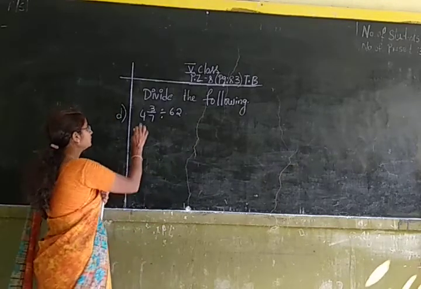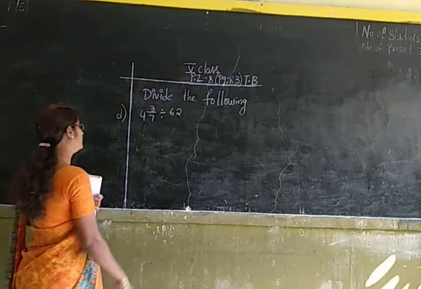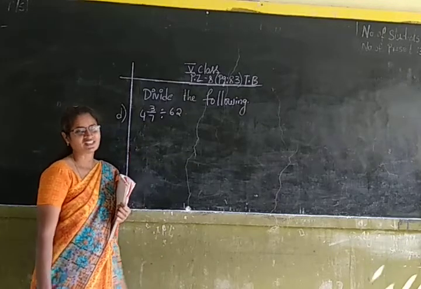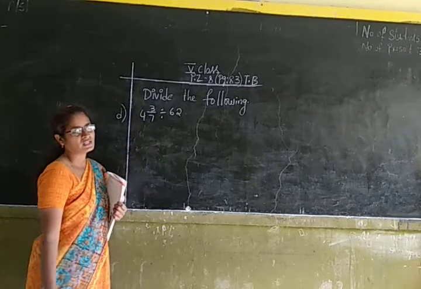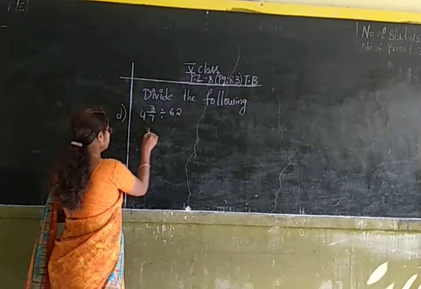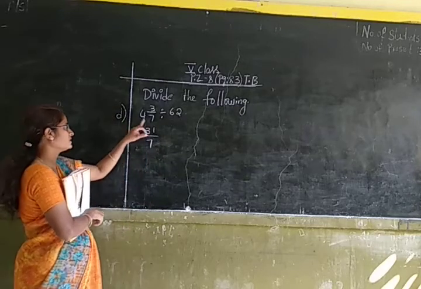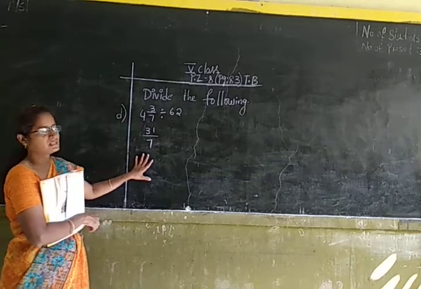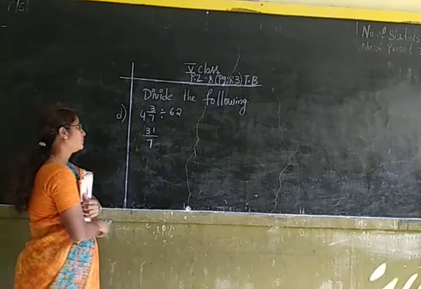Okay children. Sorry children, 4 7s are 28. 28 plus 3 is 31. So 31 by 7. 4 7s are 28, 28 plus 3 is 31, so 31 by 7.